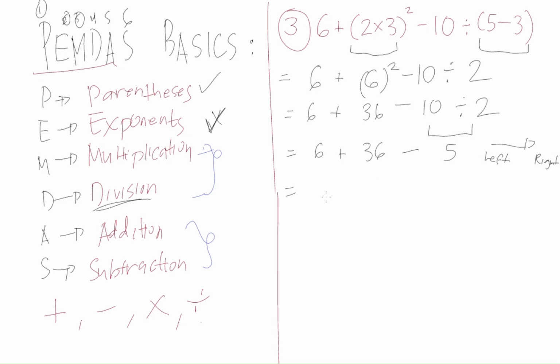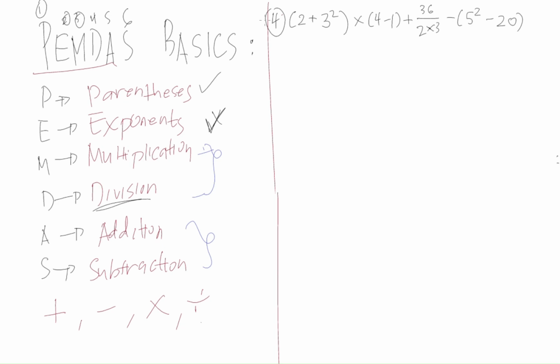Okay? So 6 plus 36 minus 5. You're going to start with 6 plus 36, and then you're going to subtract 5. So 6 plus 36, that is 42. And then we're going to subtract that by 5. And we will get the answer of 37.